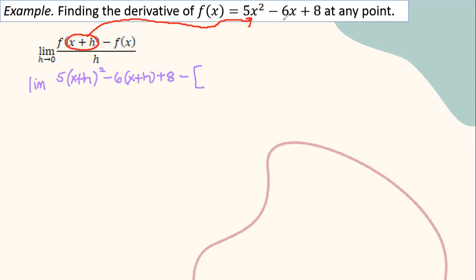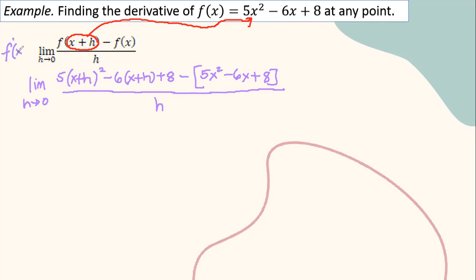Ano yung f of x natin? Yun yung given na function. So, we have 5x squared minus 6x plus 8, all over h, as h approaches 0. Okay? So, isi-simplify natin yung expression na yan para makuha natin yung pinaka sagot or yung derivative.